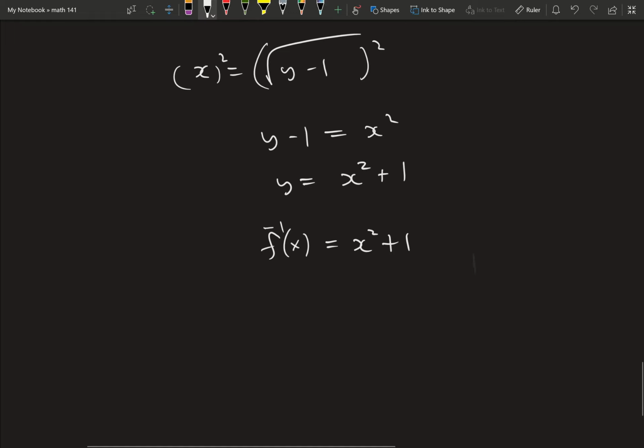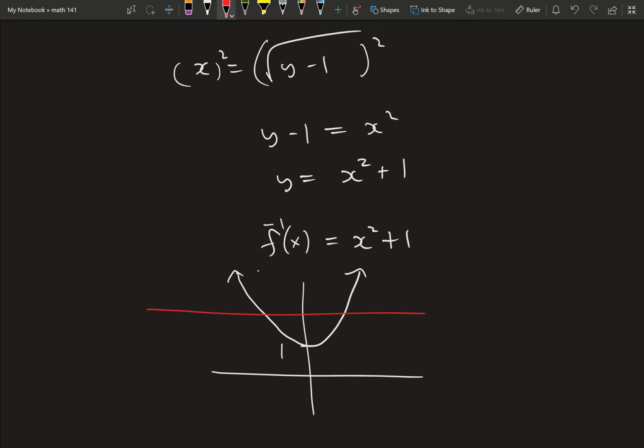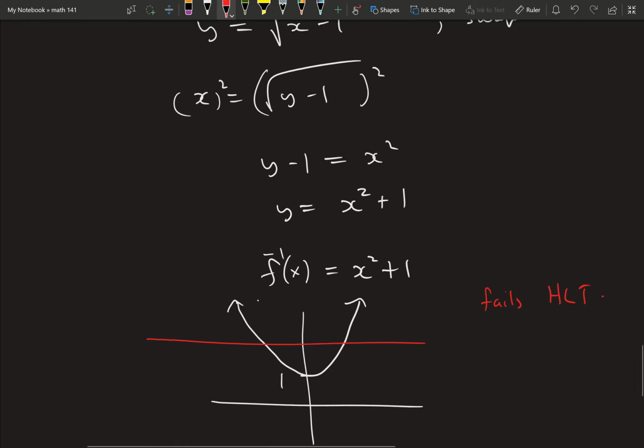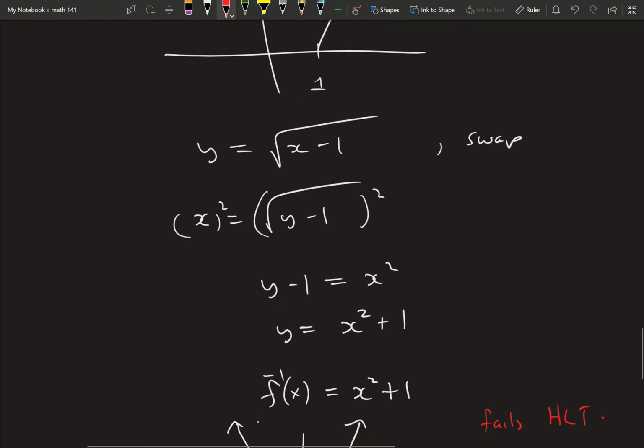Well, let's look at the graph of f inverse here. This is the x squared graph bumped up by 1 unit. We have this graph. But this graph fails the horizontal line test. But according to our procedure, it should be the inverse of this. It should be invertible. It doesn't make sense, right?